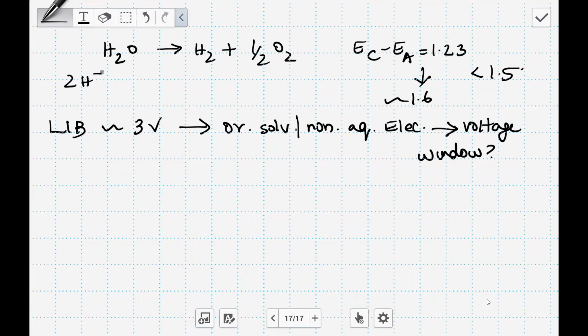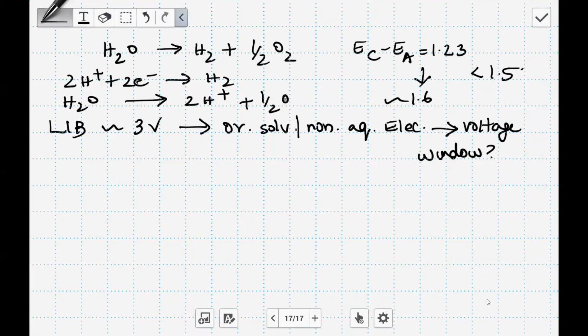Let's say you do it in acidic medium. This is the reduction process which is giving rise to H2. Or the oxidation process is: you have two protons and half O2, plus 2 electrons.